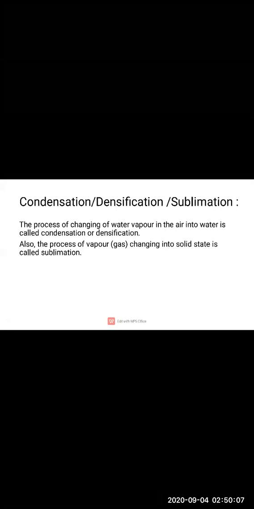now we are going to study condensation or densification and sublimation. The process of changing of water vapor in the air into water droplets, into liquid, is called condensation or densification. Also, the process of vapor or gas changing into solid state is called the sublimation process.